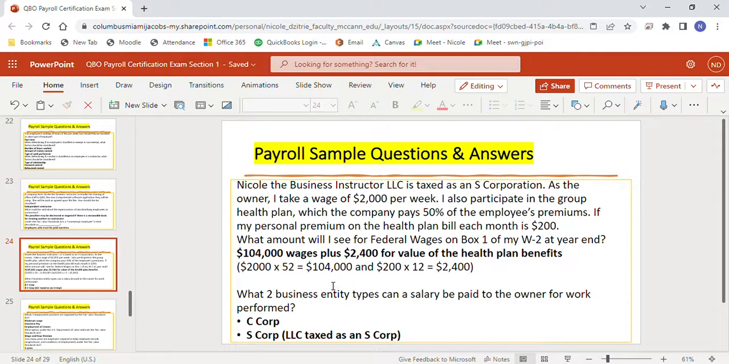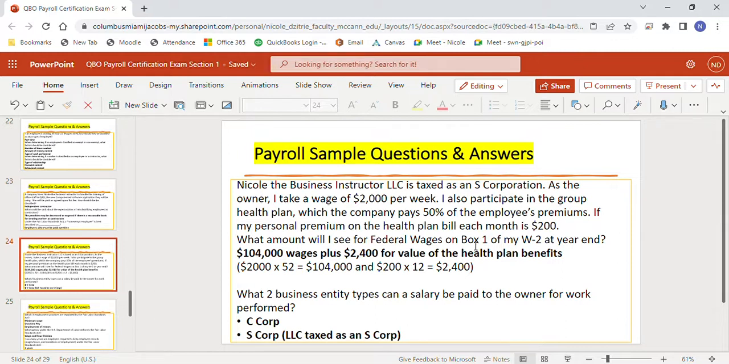But on top of that, if you remember when we talked about the S Corp and that they can get a salary, the one thing was when it comes to health premiums or insurance premiums, you have to put that as your wages on box 1 of your W-2. So we have to take this $200 and multiply it by 12 months because I'm paying $200 a month and the corporation's paying $200 a month.